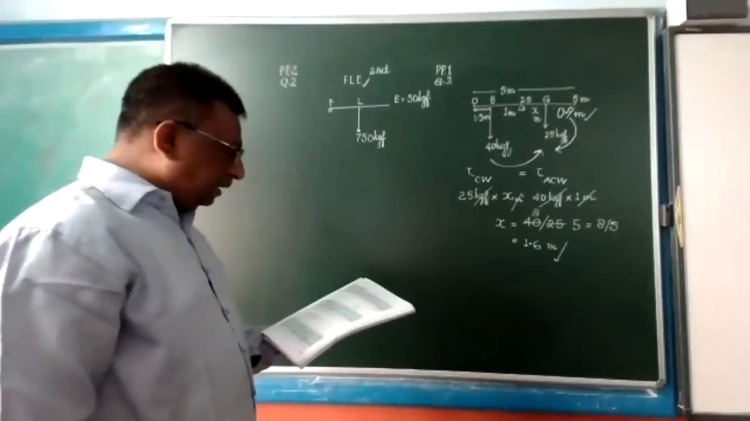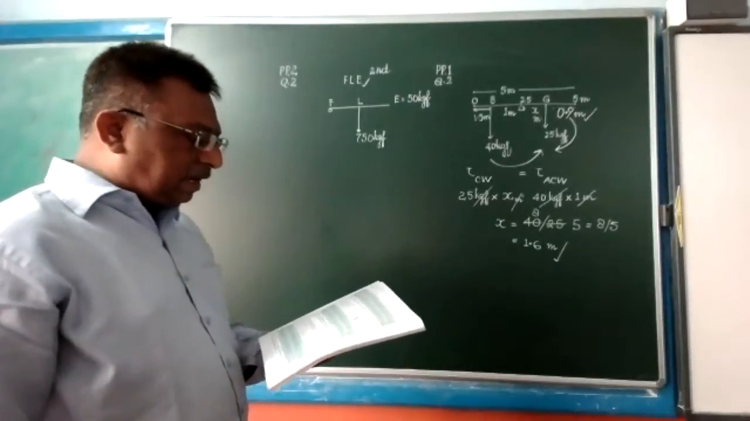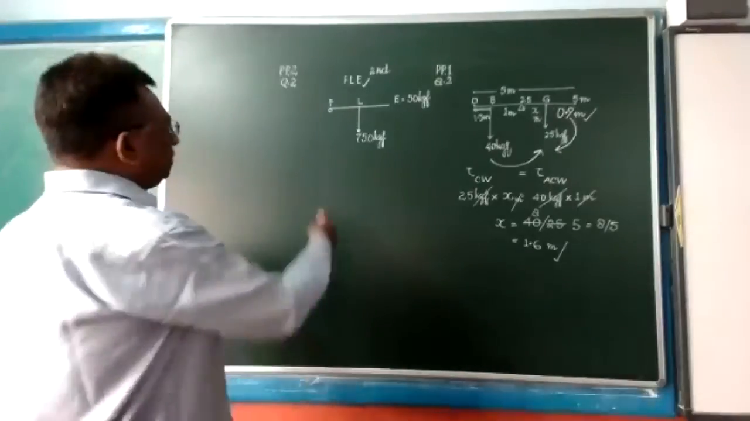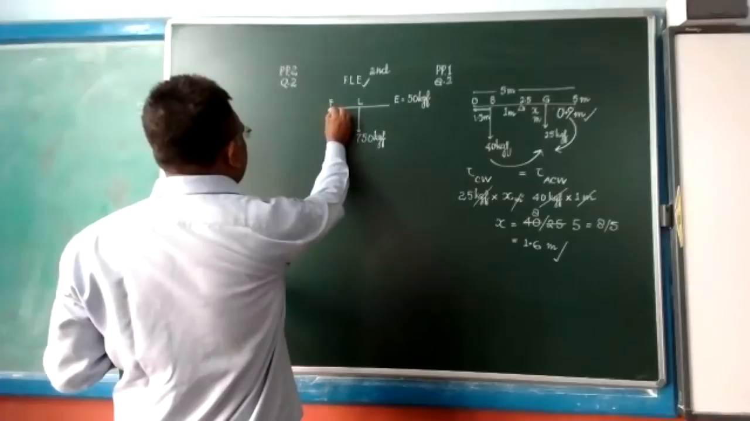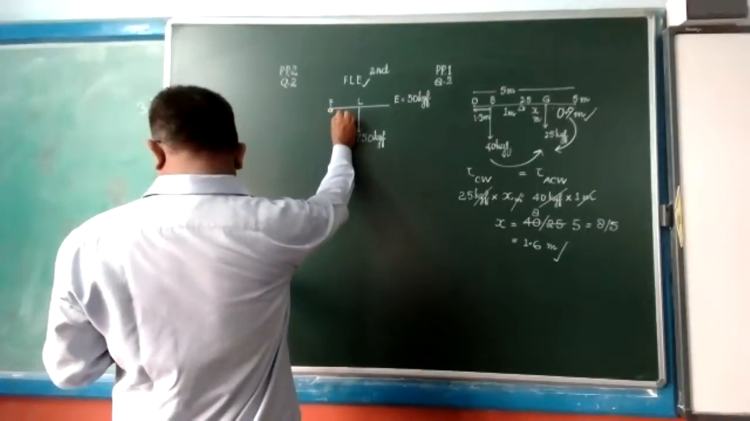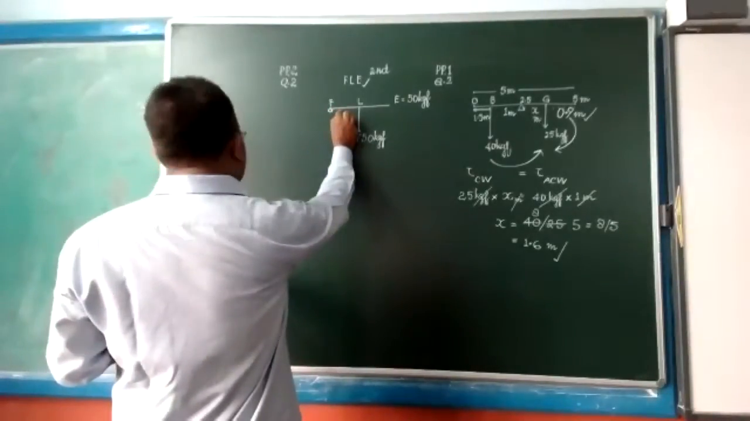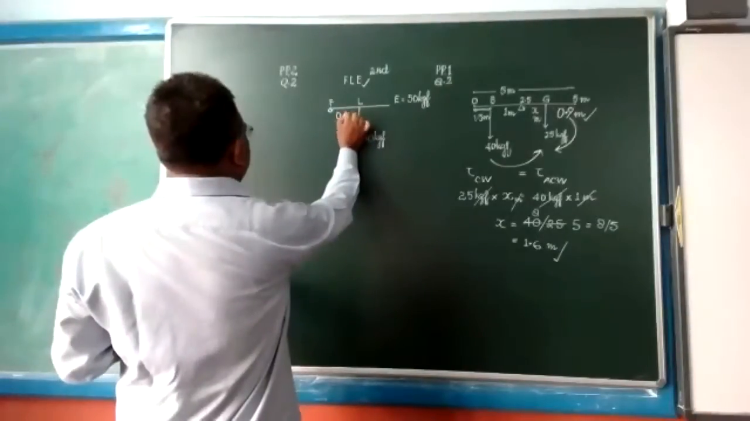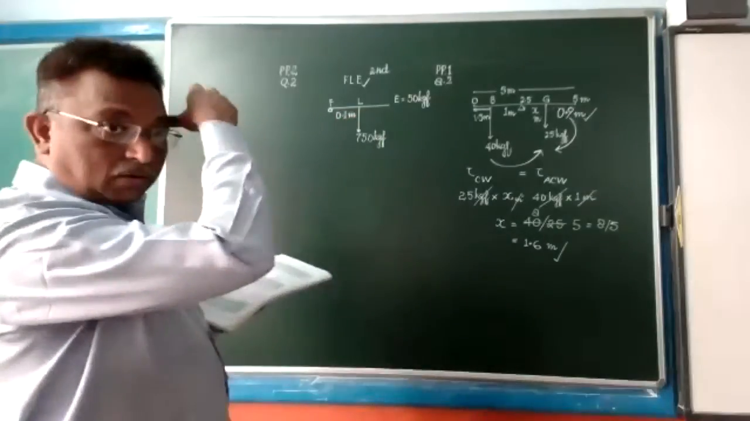Such that the load is at a distance of 0.1 meter from the hinge. So this fulcrum is acting as a hinge. Clear? So its distance is 0.1 meter.